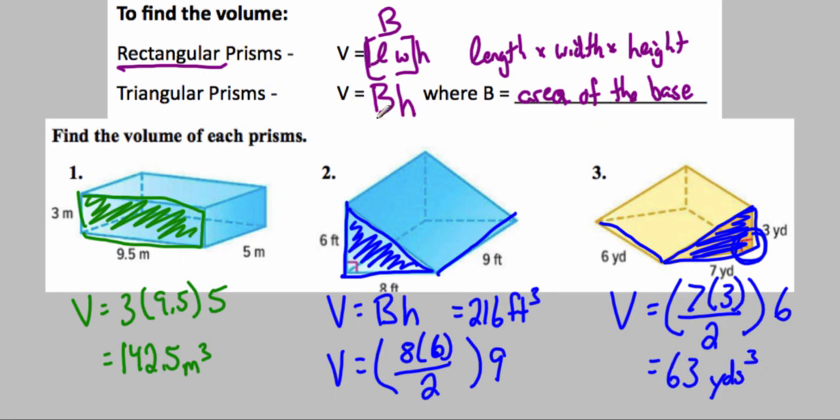So the key is that capital B. That capital B means the area of whatever shape makes up the base. Basically, whatever is not a rectangle in your shape. That's your base for these. Find the area of that base, and then multiply times your height, the distance going back from that face. Basically, think of it as finding the area of that piece, and then the number going back is how many layers you have of that same amount.